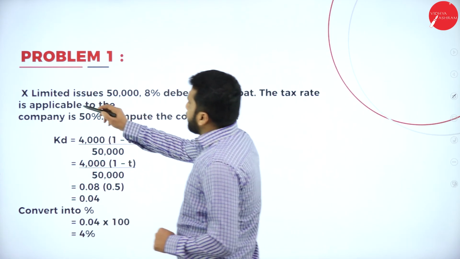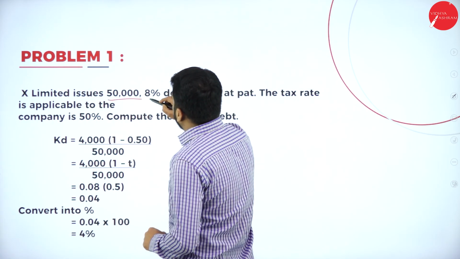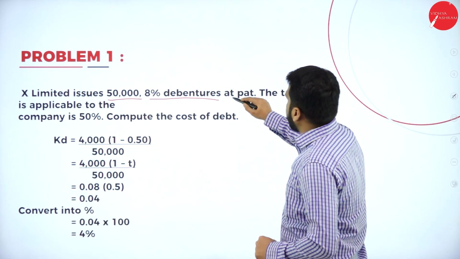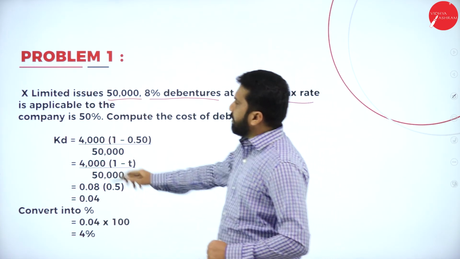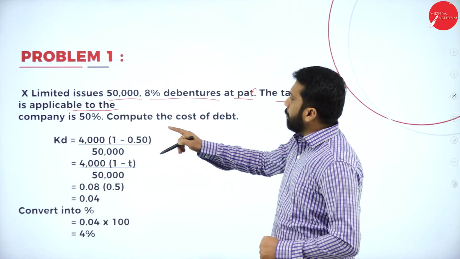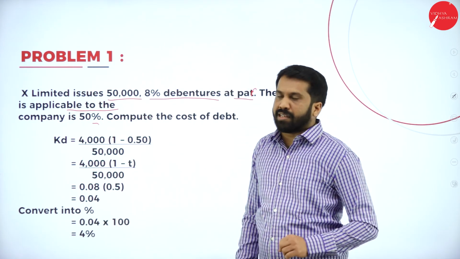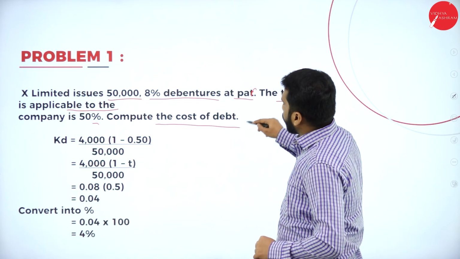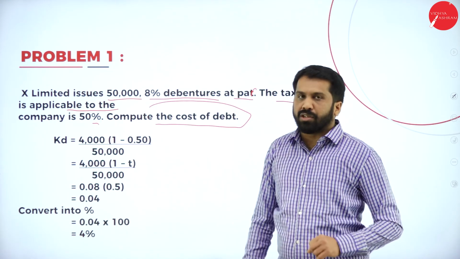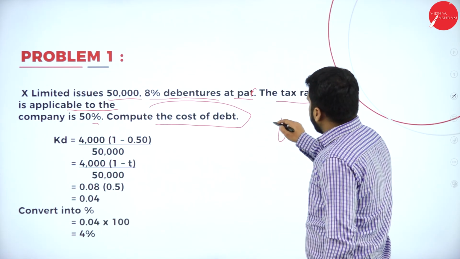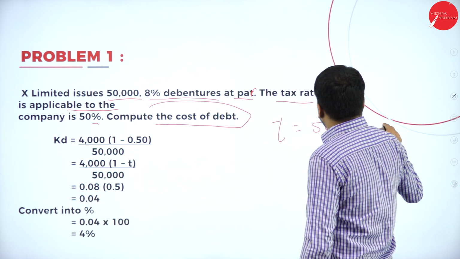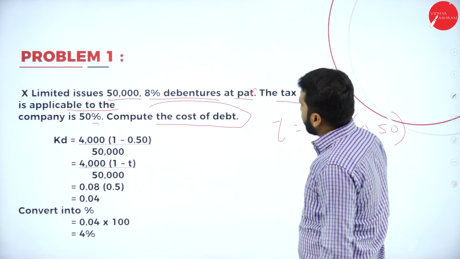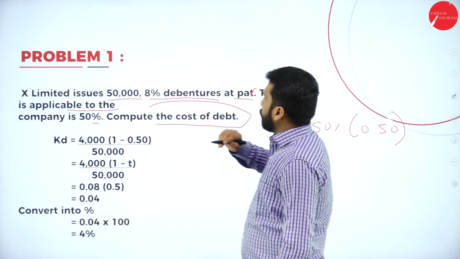Now, X Limited issued 50,000 8% debentures at par. The tax rate applicable to the company is 50%. Now, compute the cost of debenture. Now, what is the tax rate? 50%. You can call it 0.50.